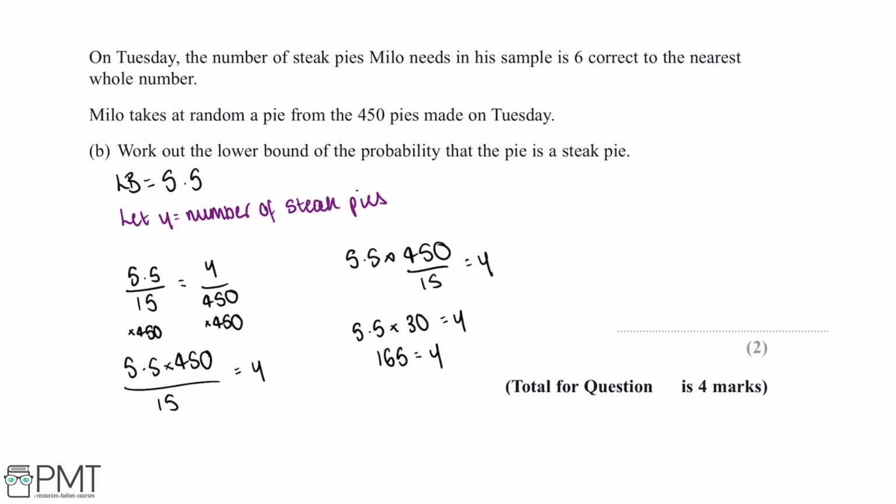However, we want to work out what the probability that the pie is a steak pie will be. So if there's 450 pies in total, then the probability will be 165 divided by 450. So this question is worth 2 marks. We get the first mark for working out what the lower bound is, and we get the second mark for working out the probability.